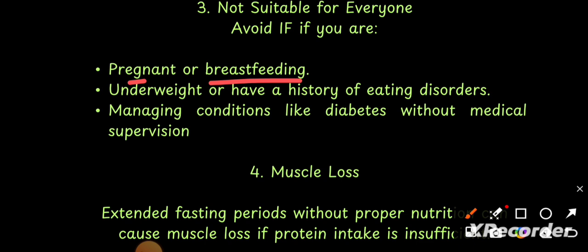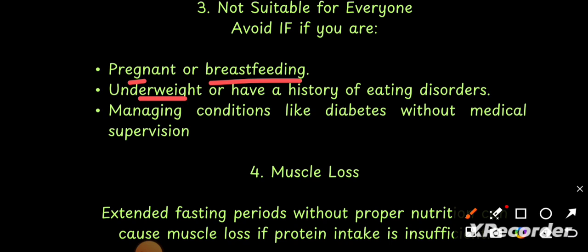So they should better avoid intermittent fasting. And the underweight person, the person whose BMI is very low, under 18.5. 22.5 is the normal BMI. If the BMI is less, around 19, 20, or 18, it's better not to do intermittent fasting.